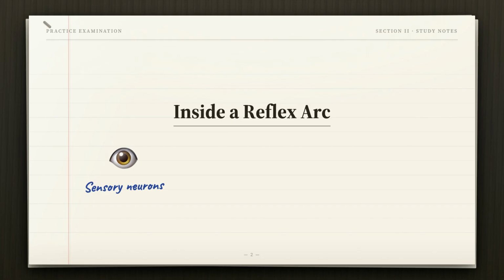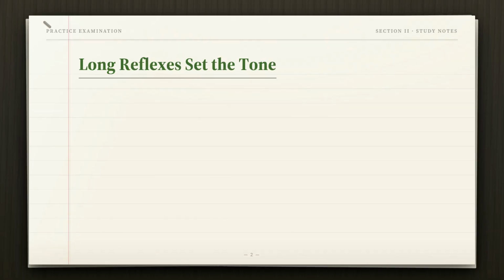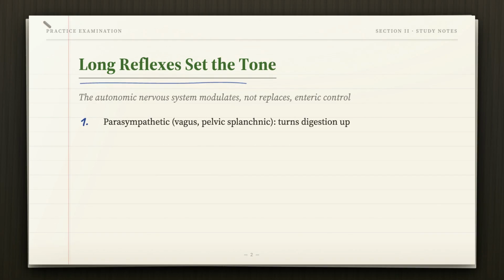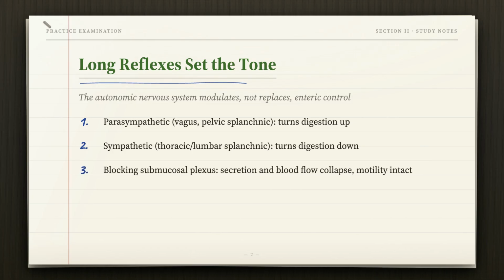Sensory neurons monitor stretch, chemistry, and pH. Interneurons process that information, and motor neurons drive muscle and secretion. When this loop stays entirely within the gut wall, it's called a short reflex. Long reflexes layer on top, with parasympathetic input turning digestion up and sympathetic input turning it down, adjusting the baseline rather than dictating each moment. Blocking one plexus experimentally knocks out its function while leaving the other intact, proving these are genuinely separate control systems, not one diffuse mesh.